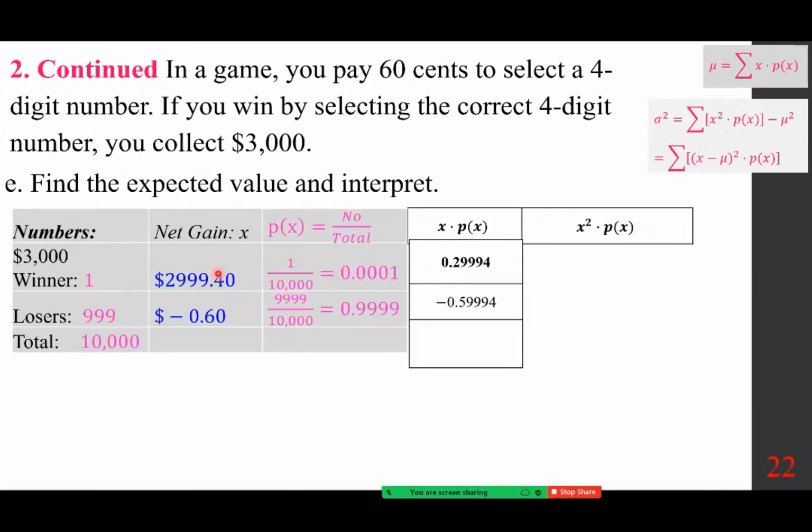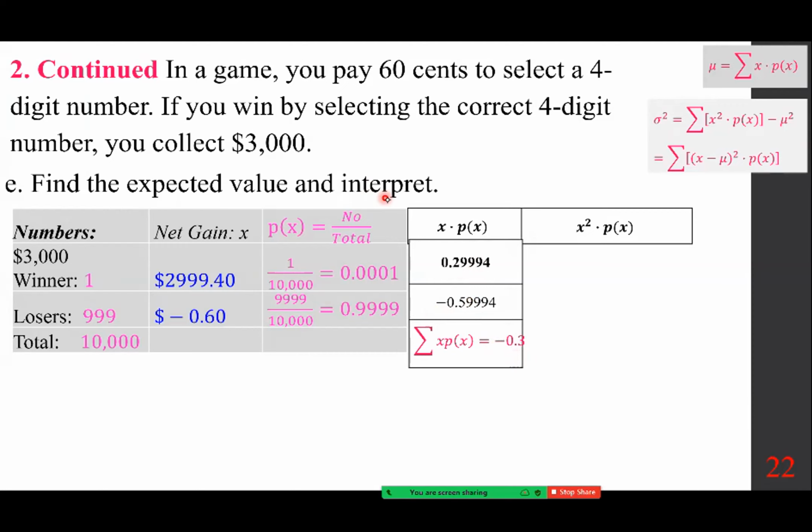So when we multiply these two numbers, we get 0.29994. When we multiply these two numbers, we get negative, and pay attention to the sign, negative 0.59994. Mu is the summation of x p of x. Mu, or the expected value, is when we add these two numbers. So when we add the two, they add up to negative 0.3. So again, pay attention to the sign. Very carefully, we end up with negative 0.3.